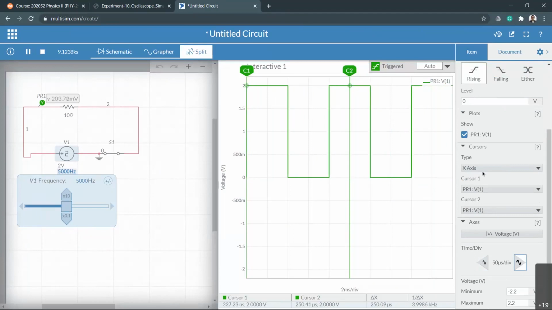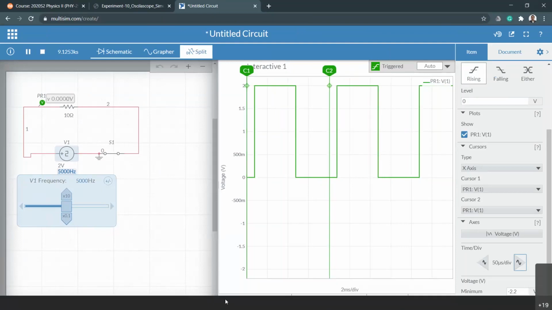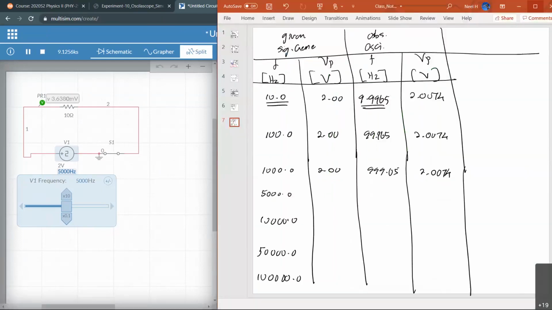Now you have to bring this cursor number 2 all the way to the end of the wave. Okay, right there. And then my value is about 4.9869 kilo. That means it's very close to 5,000, right? So that's good. So then you continue likewise. It's not really a big deal. It's the same measurement, right?